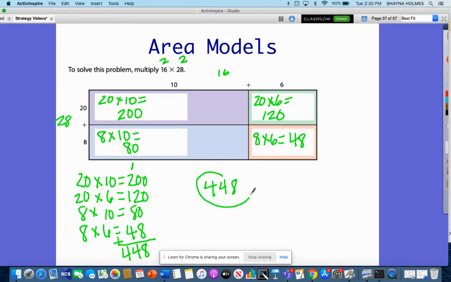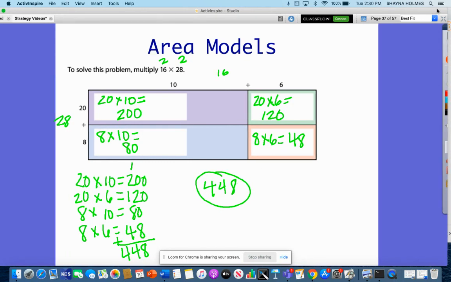So my answer would be 448. So that is what an area model with a 2-digit by 2-digit looks like. That is the end of today's math strategy video.